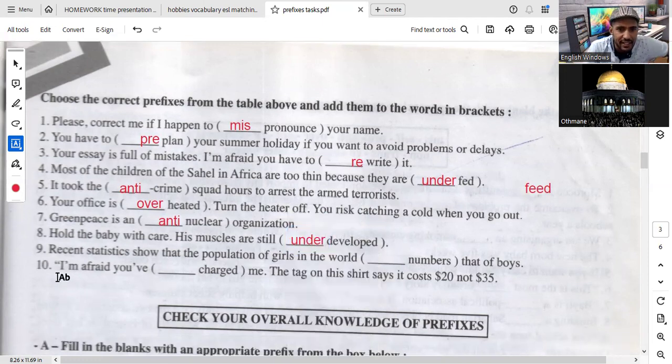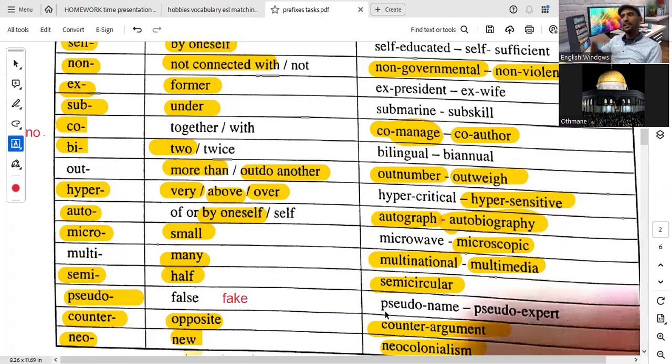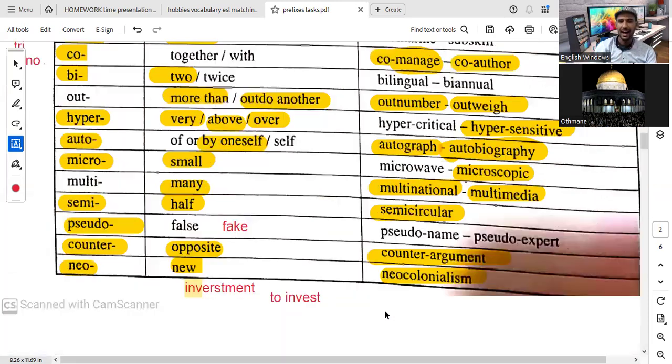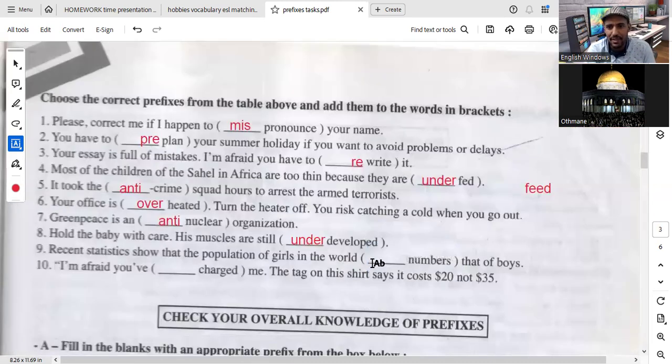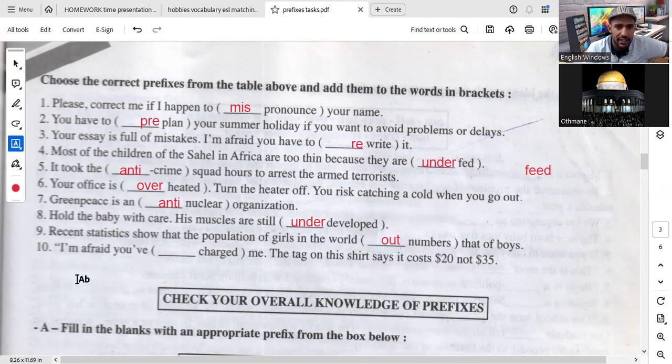And number 9, we said here recent statistics. الإحصاءات الجديدة, right, الحديثة, show that the population of girls in the world, the number of girls in the world, numbers that of boys. Remember the example I have given you, right? I mean, the girls are high number. Outnumber, very good, yes. Outnumber, it means فوقنا عددا, right? The outnumber that of boys, great, very good. It means they are high in number, higher in number, yes.